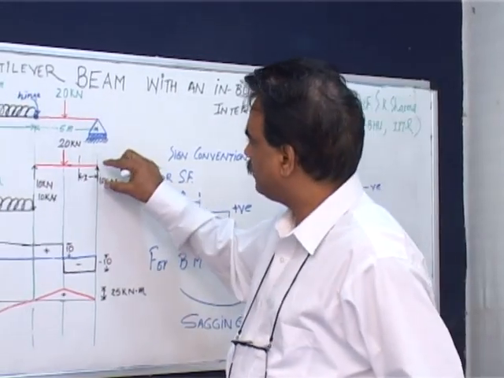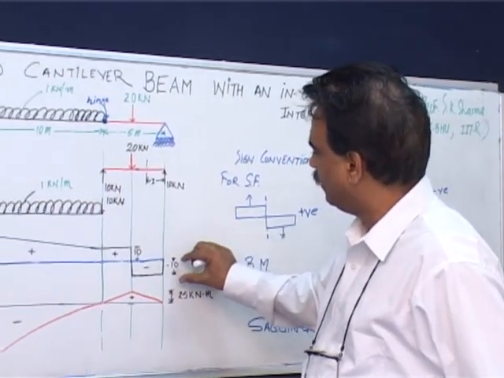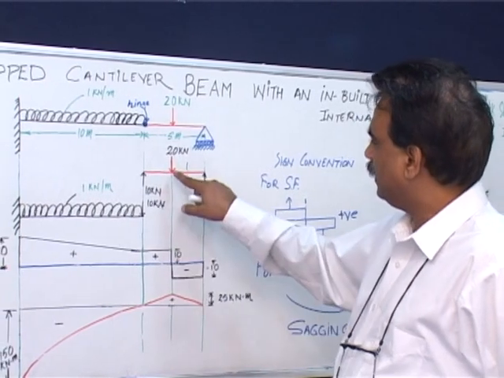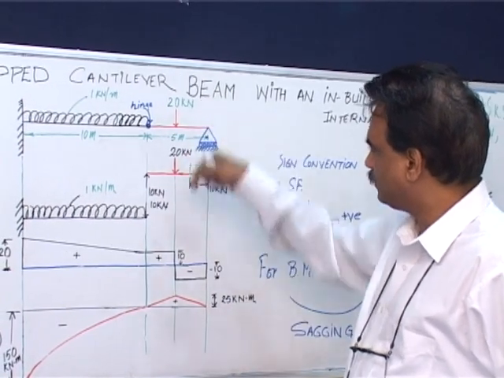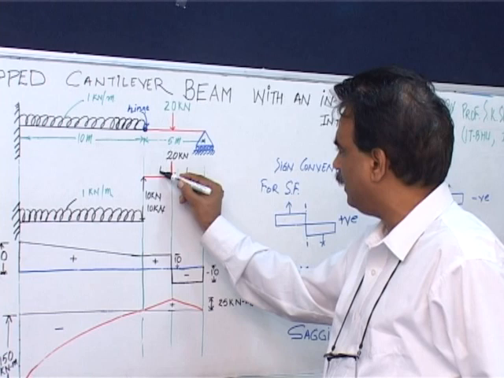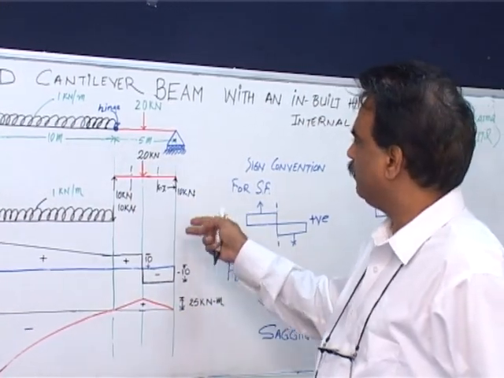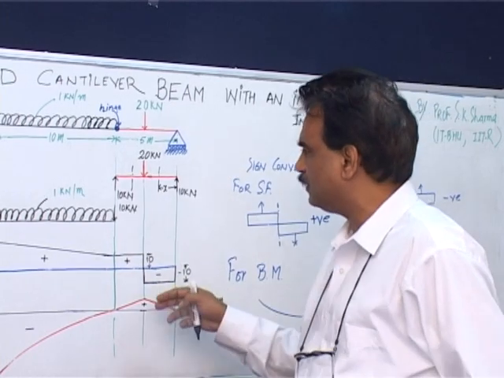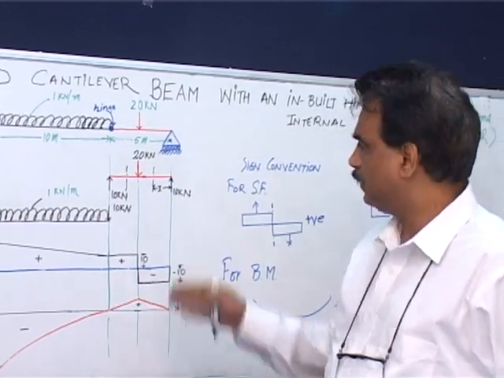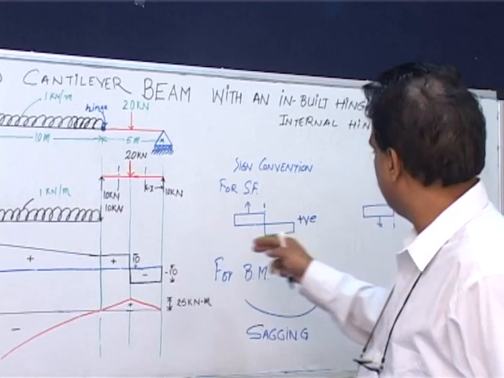So starting from here until here, you have 10 kilonewtons of negative shear force. As soon as you come here, there is a force downwards, and again if you take a section here and consider part of the beam to the right of the section, then you have 10 kilonewtons upwards and 20 kilonewtons downwards. So that is 10 kilonewtons downwards if to the right of the section.